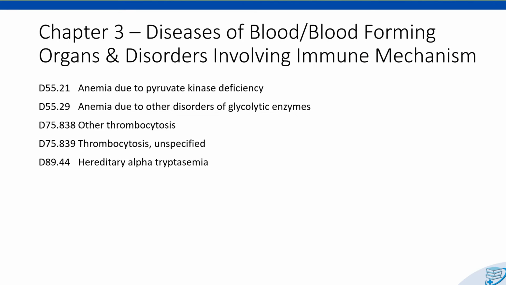For chapter 3 are diseases of blood and blood-forming organs and disorders involving immune mechanism. We have 2 different codes for anemia. We have some specified differences between thrombocytosis. So now we have other and we have an unspecified. And then we also have hereditary alpha tryptasemia.